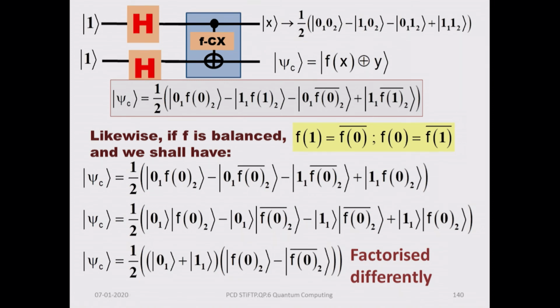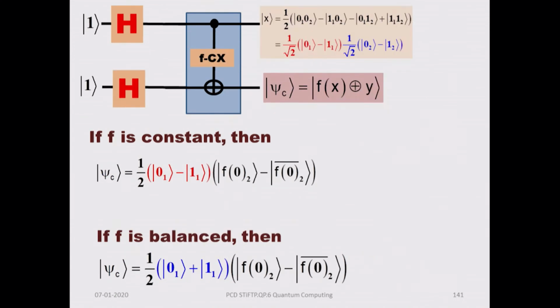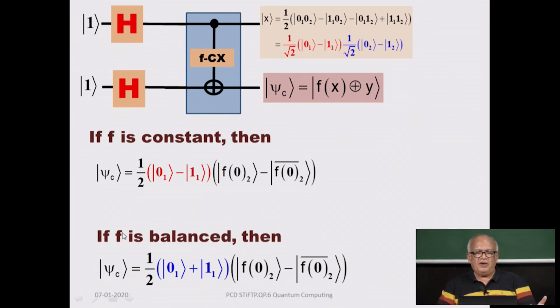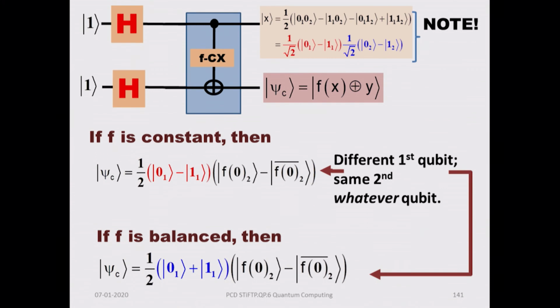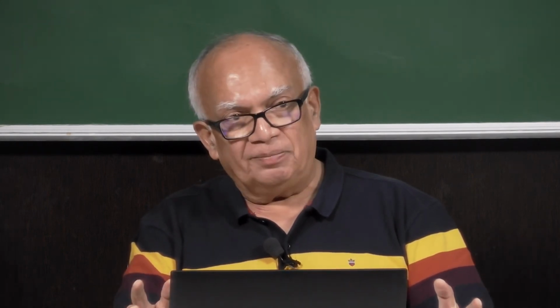So, when you have a plus sign, what point would it be on the Bloch sphere? You remember the Bloch sphere? So, you have got this factorization, one with a minus sign, the other with a plus sign. What about the second factor? That is the second qubit. Is there any difference between this one and this one? So, for both constant and balanced possibilities, the first qubit is a different point on the Bloch sphere, but the second qubit is the same. We do not know what it is because we do not know what the function is, but we do know that it is the same.